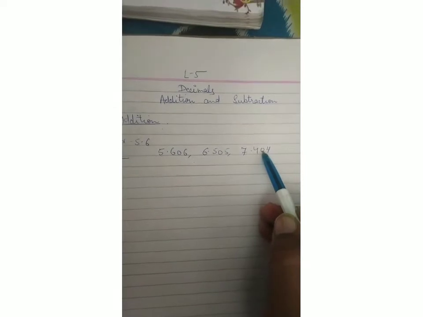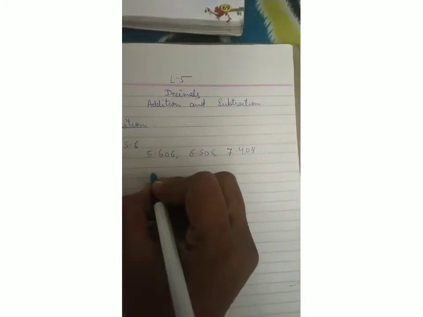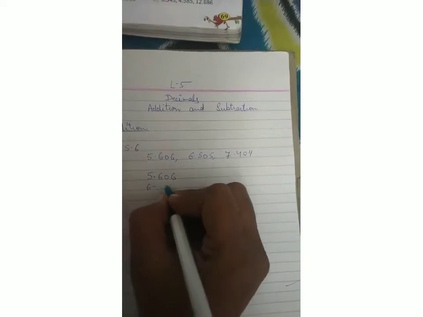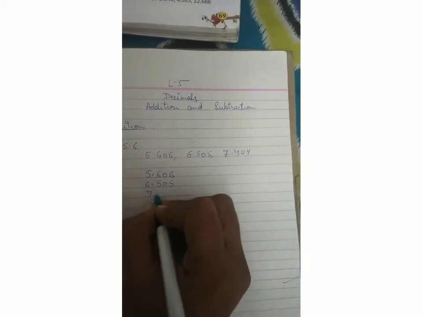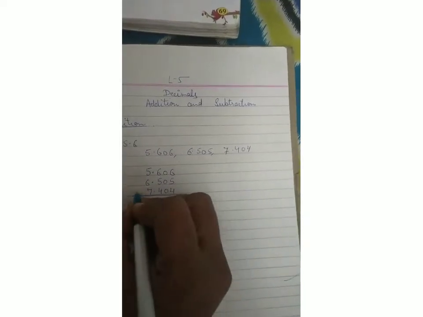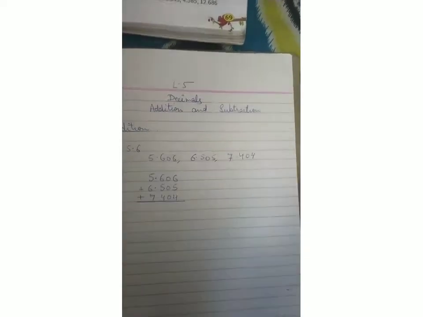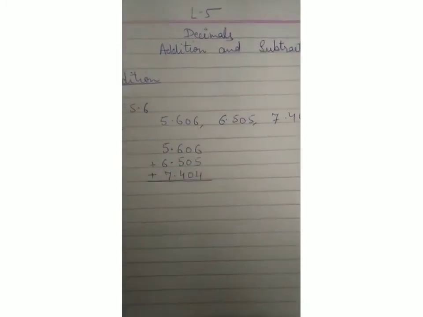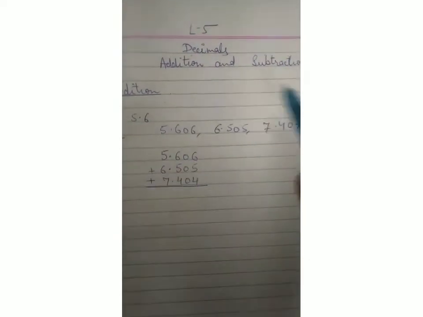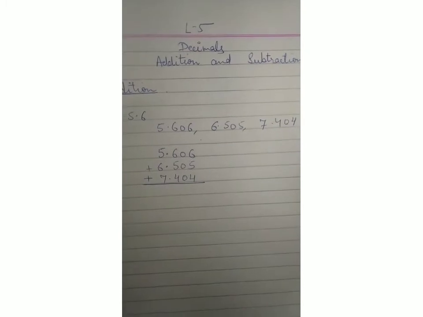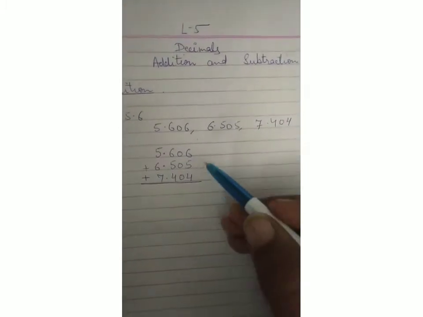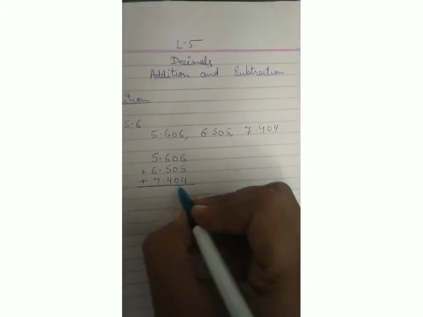In the next step, we have to place them such that the decimal points are one below the other. Like if I take 5.606, next 6 point, under the decimal is coming 505 and 7.404. In all three cases, the decimal is coming under it. Then we have to regroup while adding in the same way as whole numbers. We consider as if the decimal is not there, and add them as whole numbers. In the sum, we put the decimal point just below the decimal point.